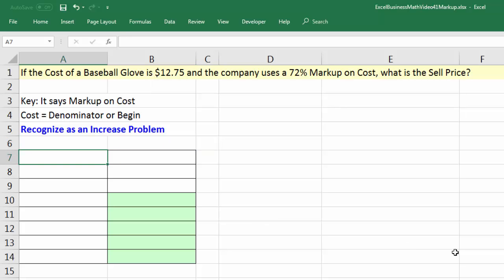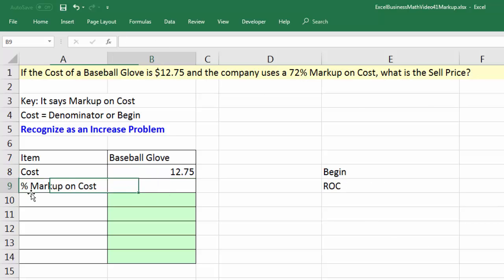Now, I'm going to type the data here. The item, this is going to be a baseball glove, and enter. The first bit of information, what is our cost? So cost is going to be $12.75. That will be our begin amount. We're also given percentage markup on cost, and that is 72.00. Oh, I already had that pre-formatted, 72%. Our goal is to calculate the sell price.